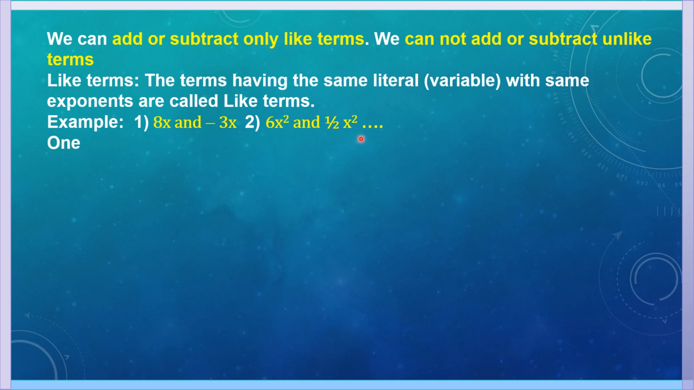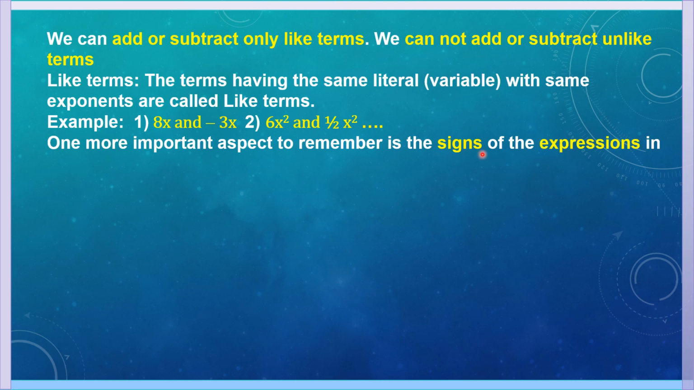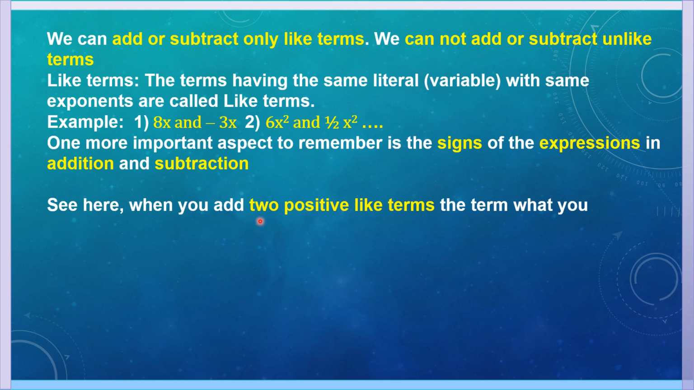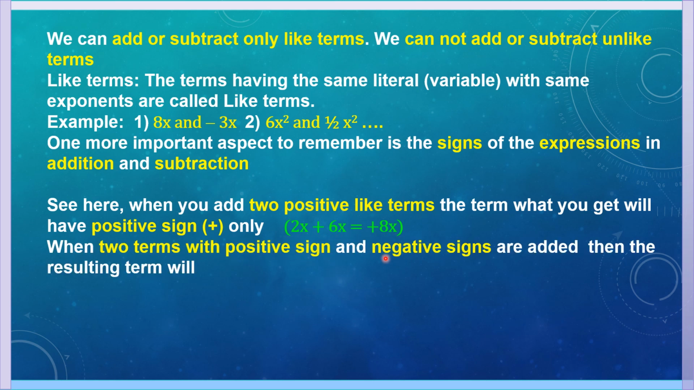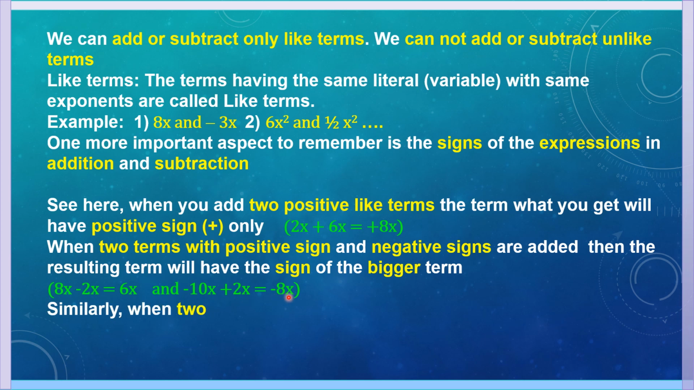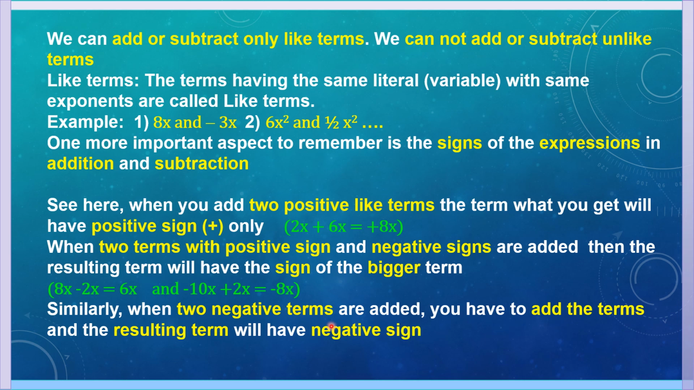One more important aspect to remember is the signs of the expressions in addition and subtraction. See here, when you add two positive like terms, the term you get will have a positive sign only. When two terms with positive sign and negative sign are added, then the resulting term will have the sign of the bigger term. Similarly, when two negative terms are added, you have to add the terms and the resulting term will have a negative sign always.